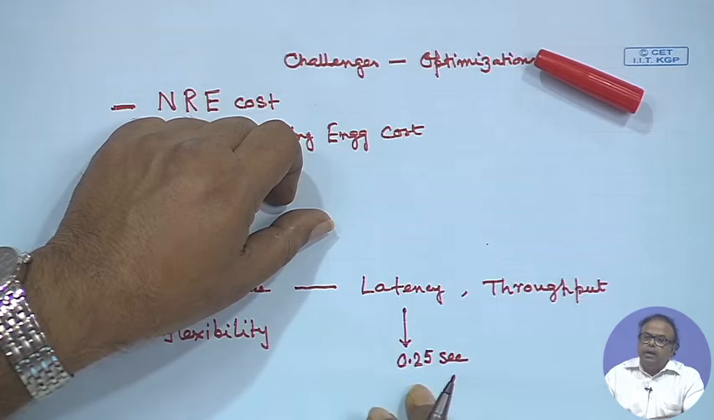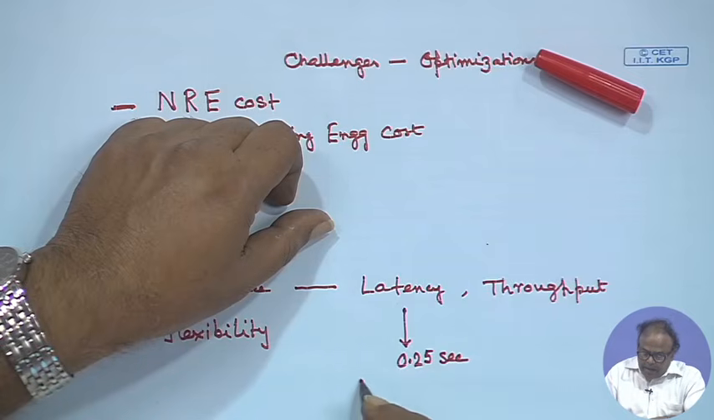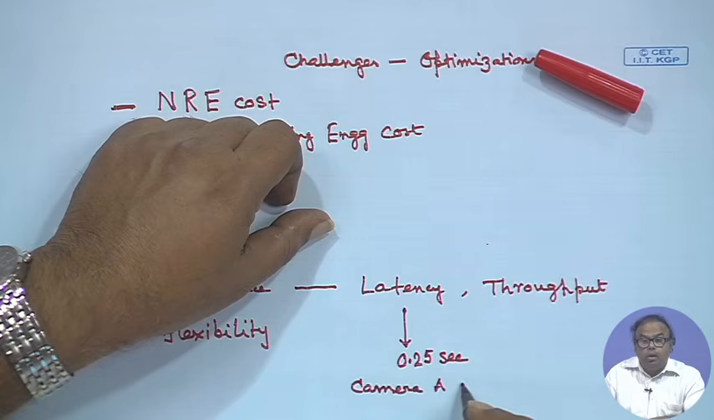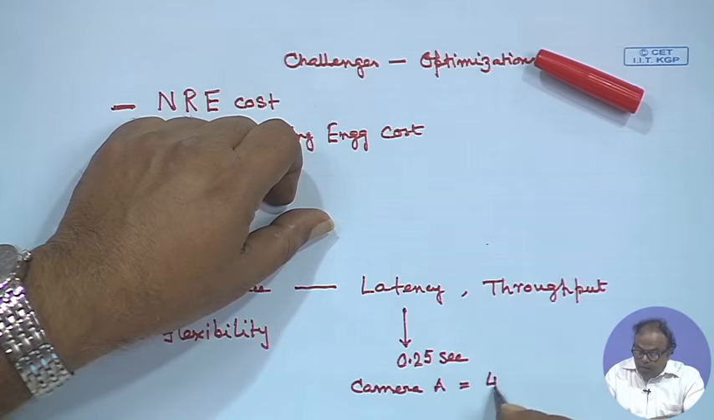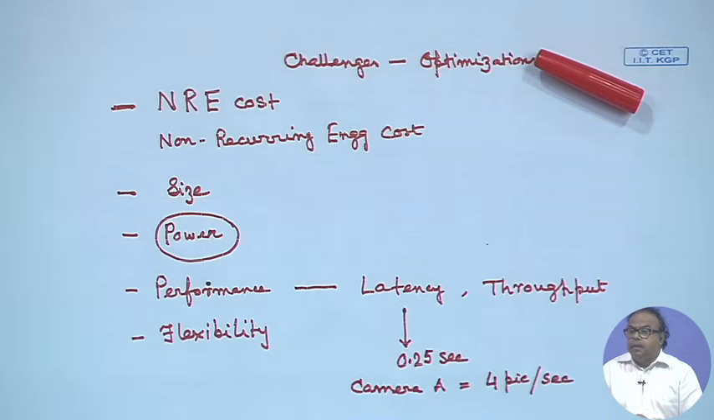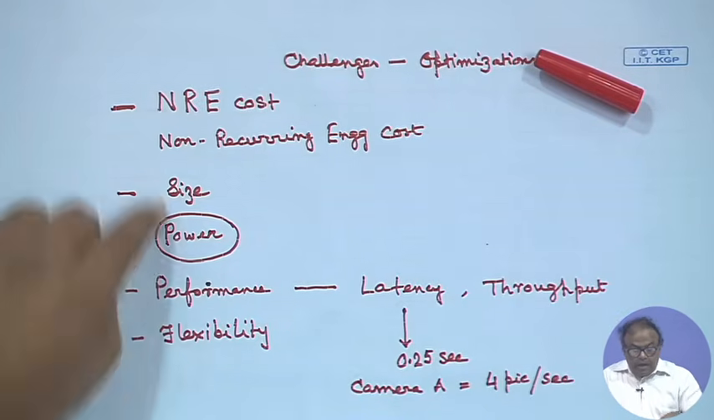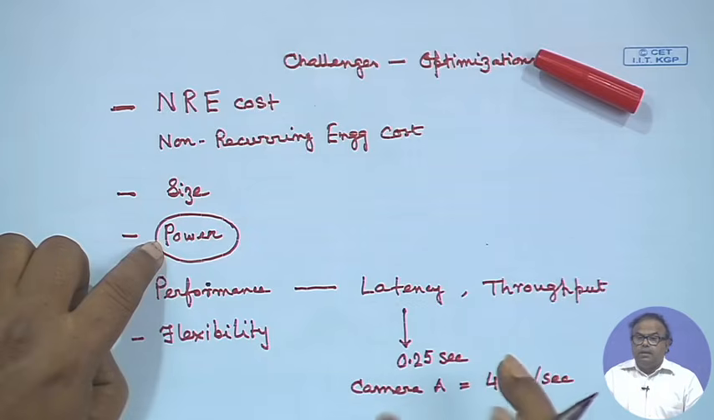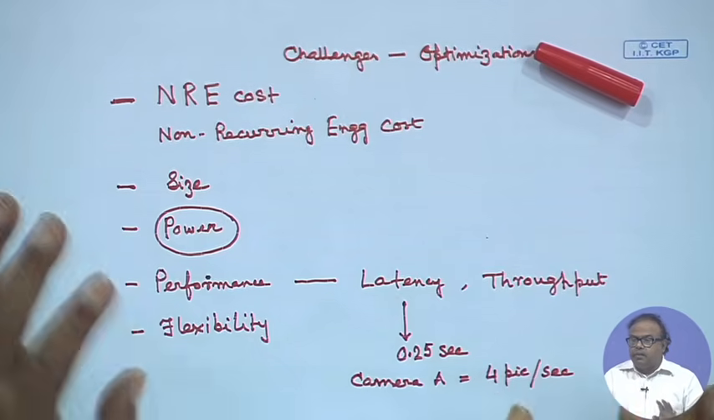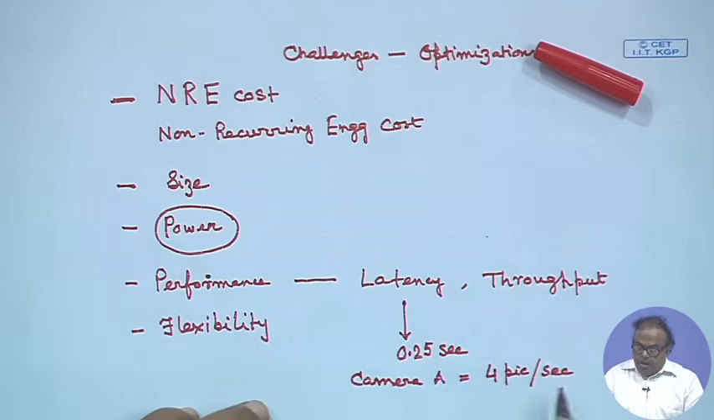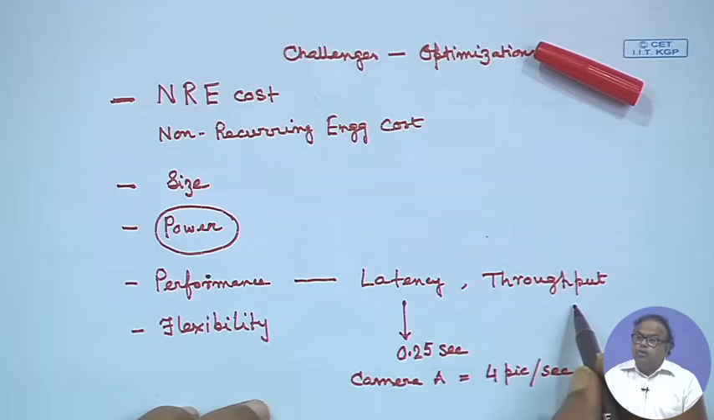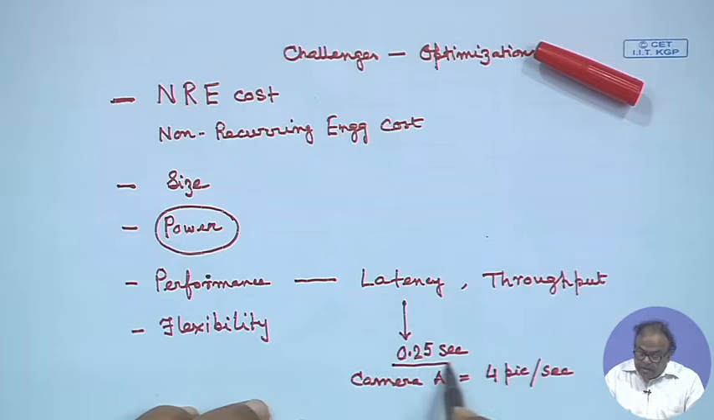Now, I have got a camera A, which can therefore take 4 pictures per second, right, because I have designed it in such a way that it can take a picture within 0.25 seconds, process it, do everything. So its throughput is also 4 pictures per second. Latency is 0.25. This is latency, and this is throughput.